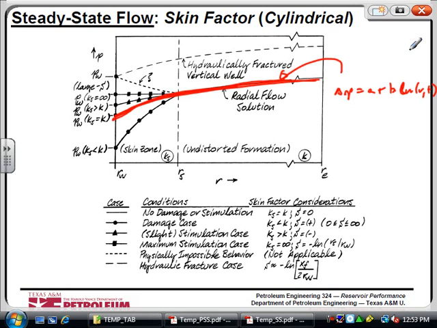Okay. Now, if we damage it, we can drive the permeability in the zone down, then we can change the profile like this. If we stimulate it, then we can drive the profile up. If we use some sort of a maximum, make permeability equal to infinity, then there's no pressure drop. The pressure at this point and the pressure at this point are the same. There's no pressure drop. So that's the maximum improvement we can have.